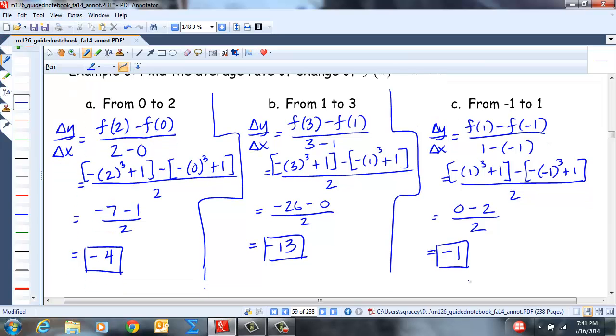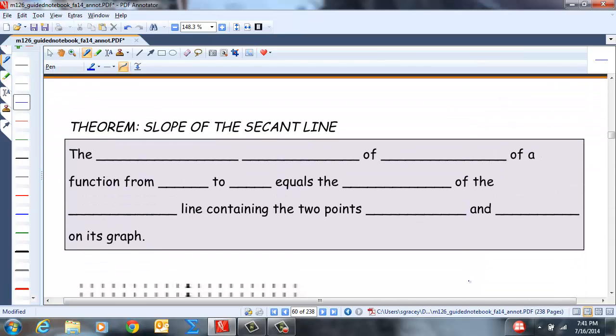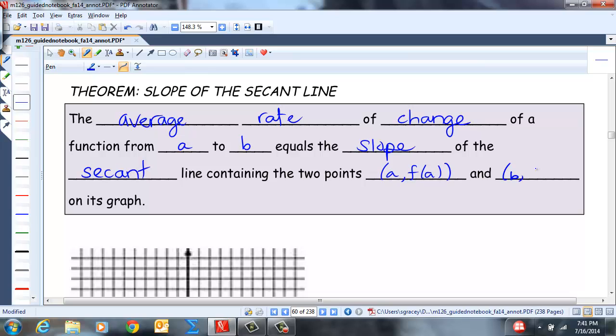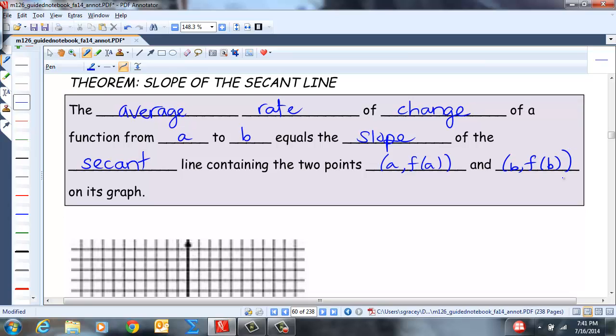Okay. So now it turns out that this extends to the slope of the secant line. The average rate of change of a function from a to b equals the slope of the secant line containing the 2 points a, f at a and b, f at b on its graph. So the secant line cuts the curve.